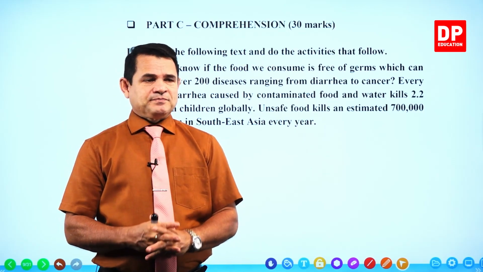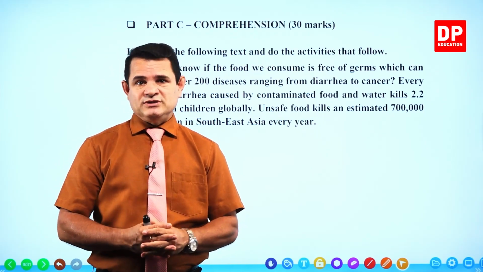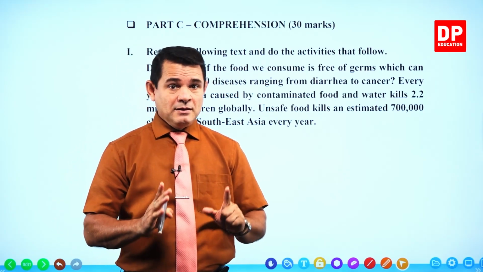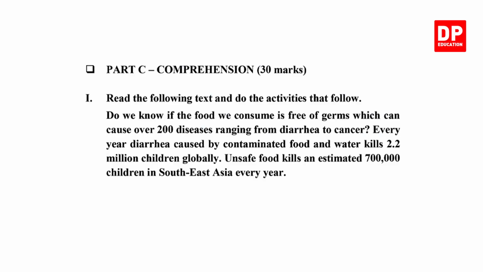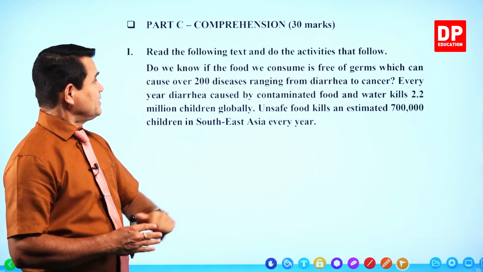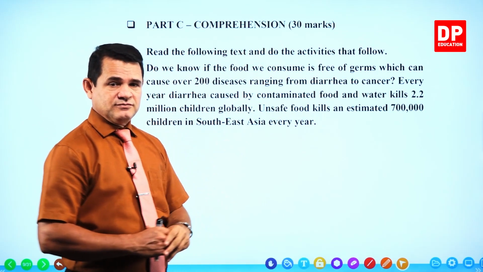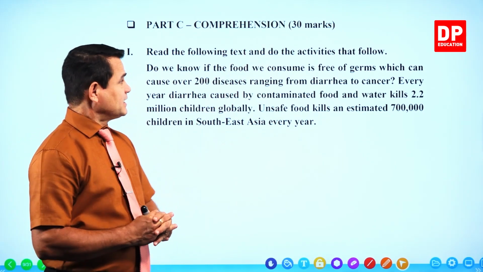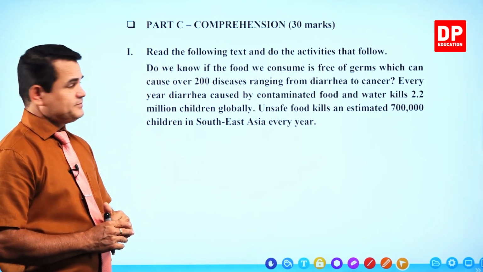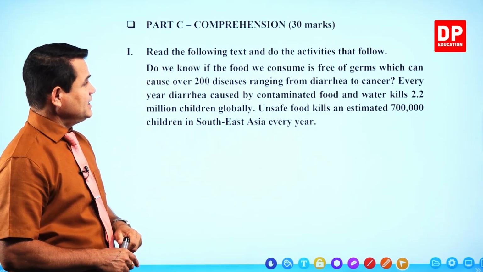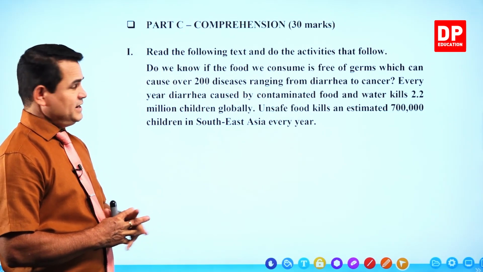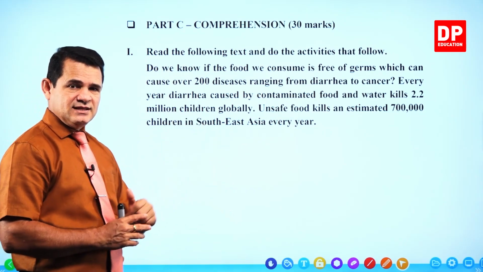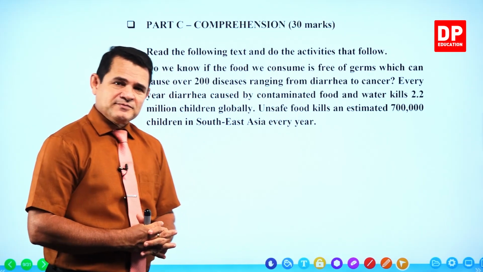And also we learned how to answer those questions. So today my focus is part C of the 2015 Advanced Level General English paper. Part C, that is comprehension. For that you get 30 marks. So then let's look at the question. Read the following text and do the activities that follow. Very simple.